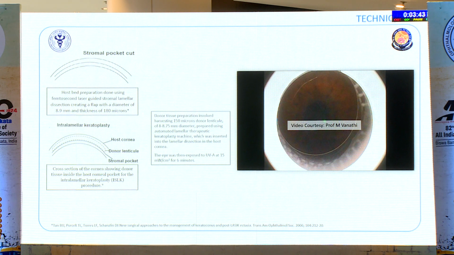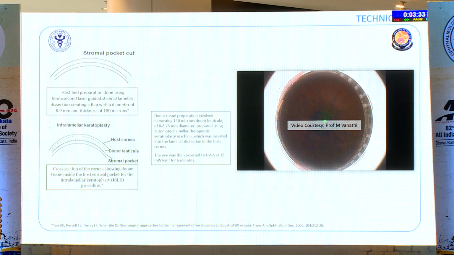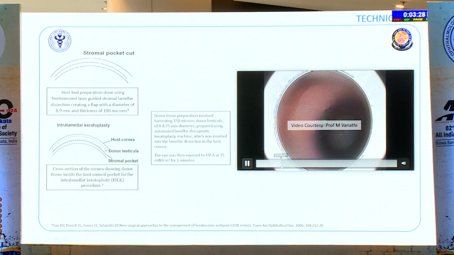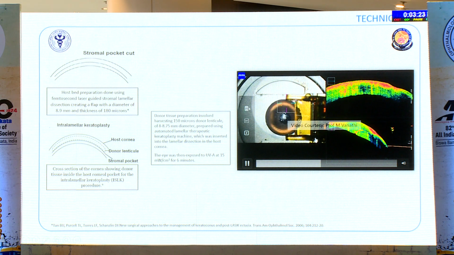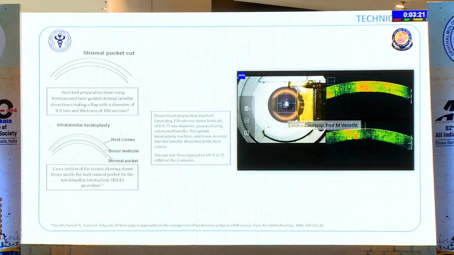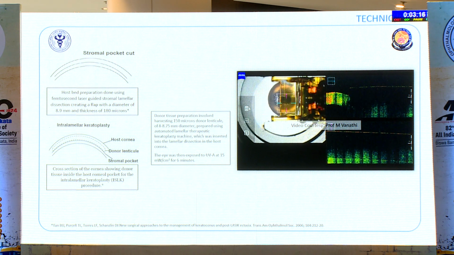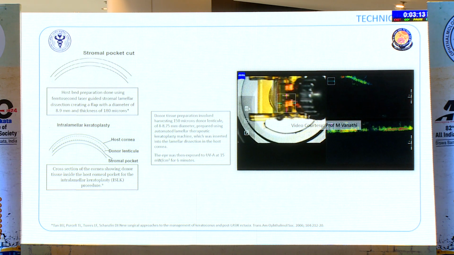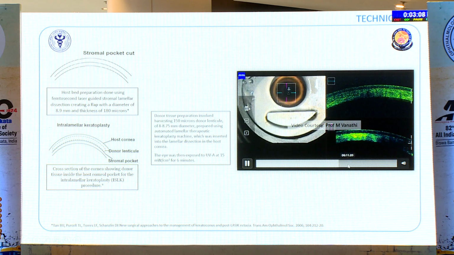So I would like to show a small video of the same. We prepared the host bed using femtosecond laser, and we created a flap of diameter 8.9 millimeters with a thickness of 180 microns. Following this, the donor tissue preparation was done under intraoperative OCT guidance by harvesting a 150 micron donor lenticule of 8 to 8.75 mm using an automated lamellar therapeutic keratoplasty machine, and that was inserted into a manually created lamellar dissection by opening up the femtosecond pocket which we had created.